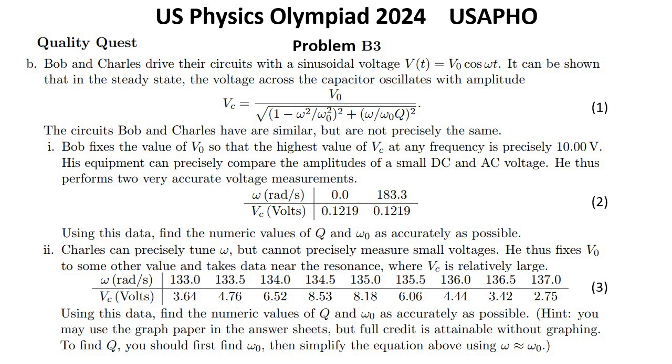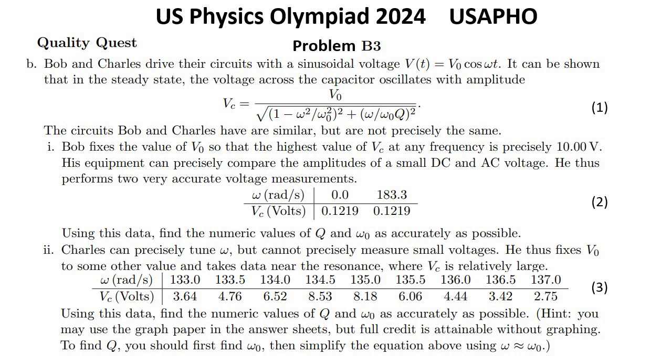Part 1. Bob fixes the value of V0 so that the highest value of V_C at any frequency is precisely 10.00 volts. His equipment can precisely compare the amplitudes of a small DC and AC voltage. He thus performs two very accurate voltage measurements given in Table 2. Using this data, find the numeric values of Q and omega 0 as accurately as possible.